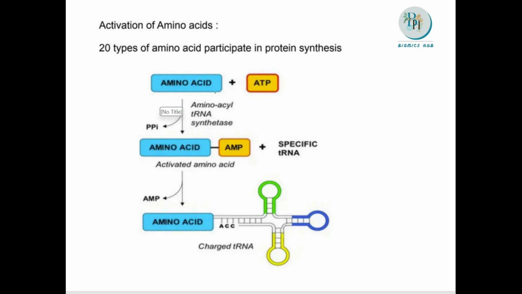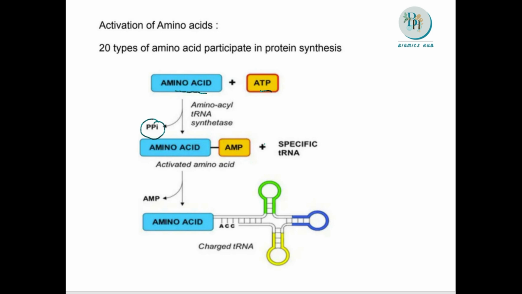Here we can see that one amino acid is present. There are 20 different types of amino acid, and for each amino acid there are specific tRNAs present. This amino acid and tRNA are specific for each other. This first amino acid works with ATP, and in the presence of aminoacyl tRNA synthetase, it releases pyrophosphate. So here it forms the adenylated amino acid.